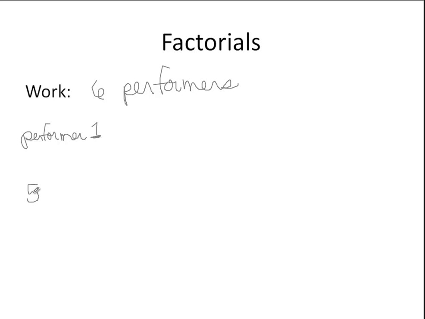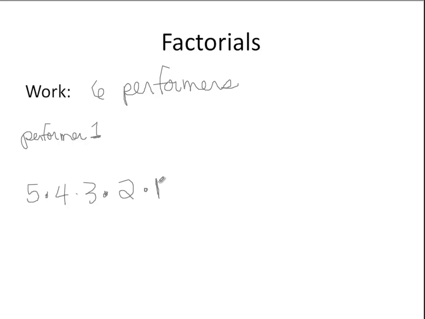The second performer can choose from 4 different ways because now we've already got the last spot filled and we already got one of the other spots filled. So that means there's 4 slots left. The third performer will have 3 slots to pick from. The next performer will have 2 slots. And then the other person will have just 1 slot to pick from.